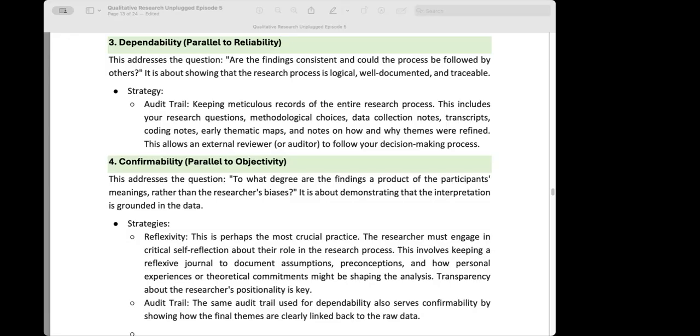Okay, a detailed logbook of the whole process. And the final criterion. 4. Confirmability, which parallels objectivity, though we avoid that term in qualitative research.